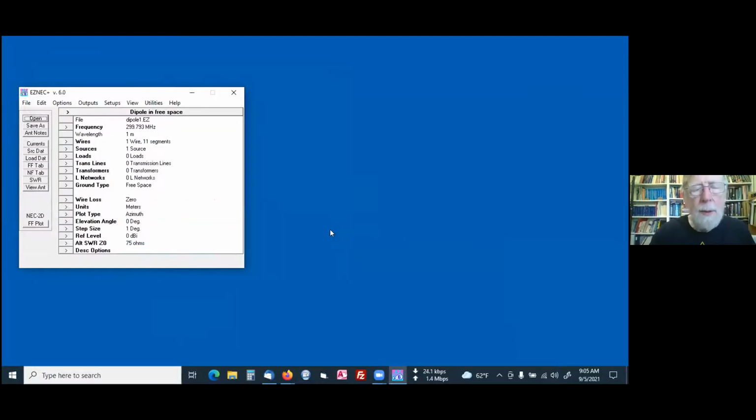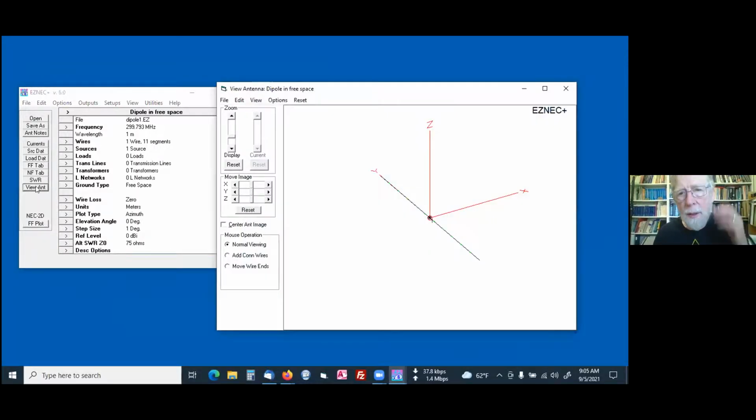This is a half wavelength dipole. It's just about as simple as you can get. Half wavelength dipole in free space and at a frequency of about 300 megahertz, where the wavelength is 1 meter. And it's got just all of the classic characteristics of a dipole.